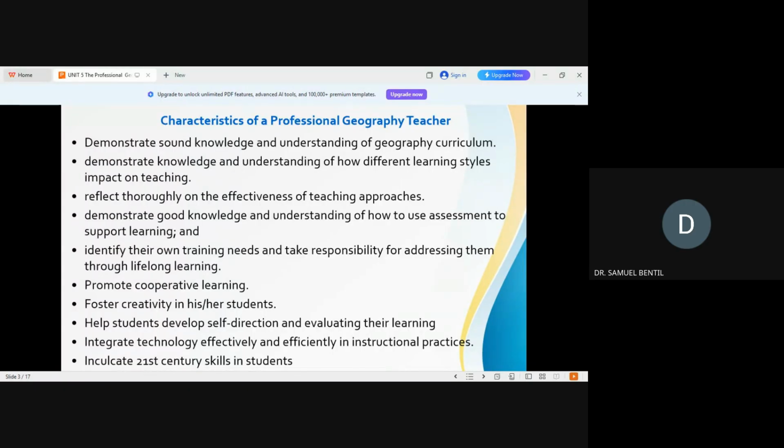So after this, the next unit is talking about 21st century skills and competencies of a geography teacher, of a professional geography teacher. You must be able to equip yourself in order to be able to inculcate that in your learners. If you don't know these skills, how to acquire them, how to utilize them, how can you help your learners to also inculcate or have it? So it's important. Okay.